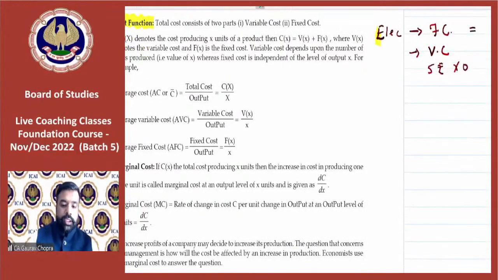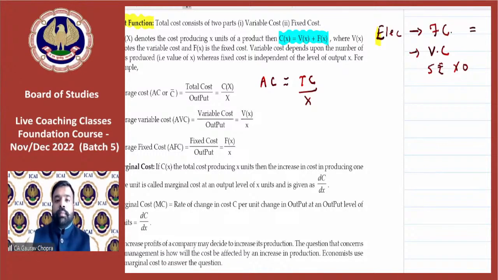So let us write the equation. C(x), that is cost, is equal to V(x) plus F(x), variable cost plus fixed cost. Then if we want to calculate the average cost, what is the average cost? Average cost is equal to total cost divided by number of units, that is output. And we can denote the output with, let's say, x. So total cost divided by number of units. That is the output. Okay.